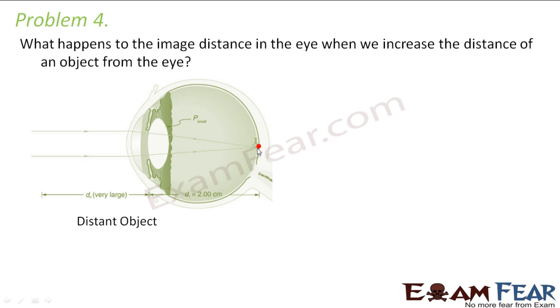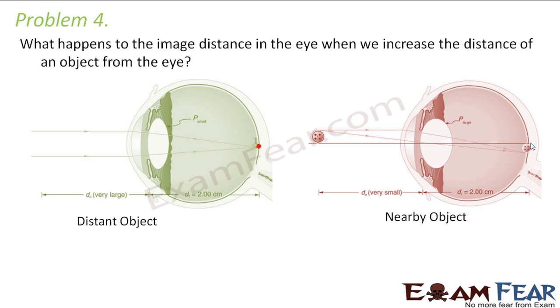See, the image distance in case of the eye always remains on the retina. That is, the image is always formed on the retina. So there is no change in the image distance. What changes is the focal length of the eye lens. And how is the focal length changed? The focal length is changed by the contraction and expansion of the ciliary muscles.